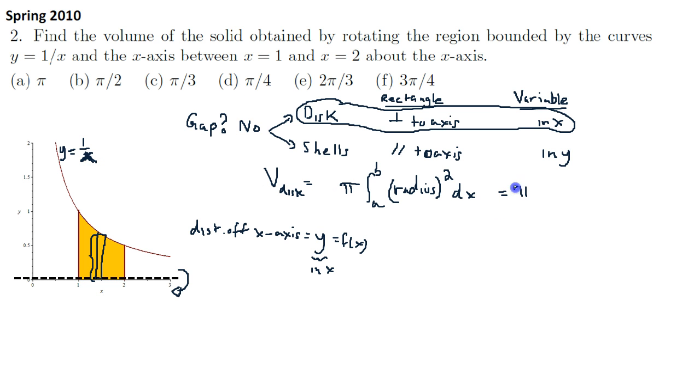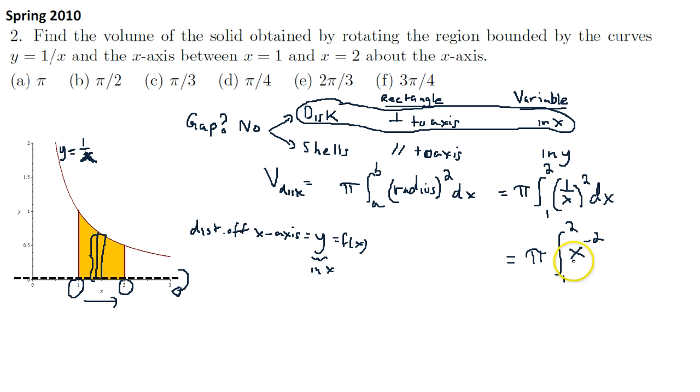So you're talking about pi, and then we have 1 over x. That quantity gets squared. That's your radius. From what to what? You start at x equals 1. You end at x equals 2. Well, that's just going to be integrating x to the negative 2. Square the top, square the bottom.